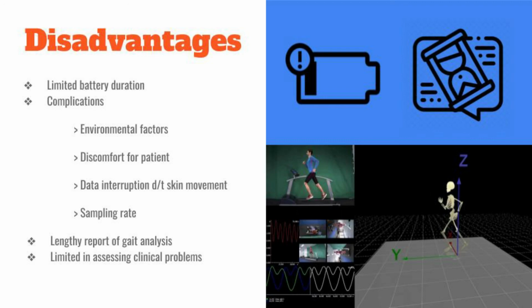Another disadvantage would be its dependence on how fast the movement is. The accuracy of the analysis could decrease if the movement has a higher acceleration. This is because the faster the movement is, the faster sampling rate is required. It also gives a long, detailed analysis that requires more time for study and interpretation. And lastly, as a tool in the physical therapy practice, it is quite limited in addressing clinical problems.